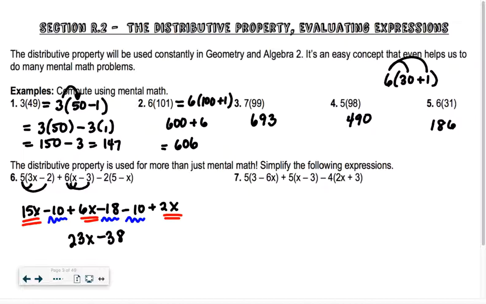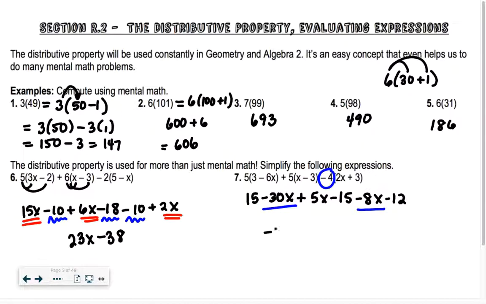So on the next one, I'm going to distribute the 5 in, and I get 15 minus 30x. I distribute the next 5 in, I get 5x minus 15. And the last one, remember, take that 4 and the negative. So we get minus 8x minus 12. Did you guys all have that? Now we combine our like terms.